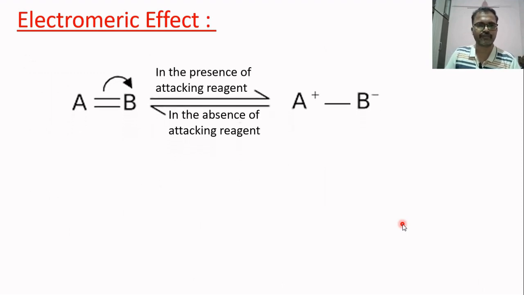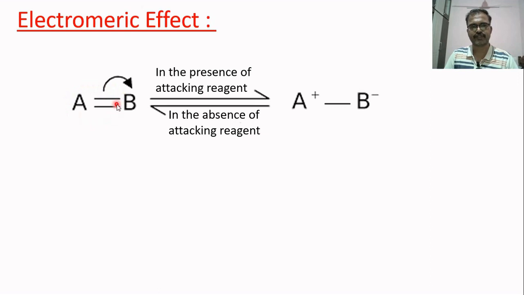Just go through this equation. I have taken an unsaturated compound. It is represented like this: A double bond B. There are two covalent bonds between A and B. Among them, one is essentially a sigma bond and another one is a pi bond. And this molecule is neutral, as neither of the atoms has a charge.